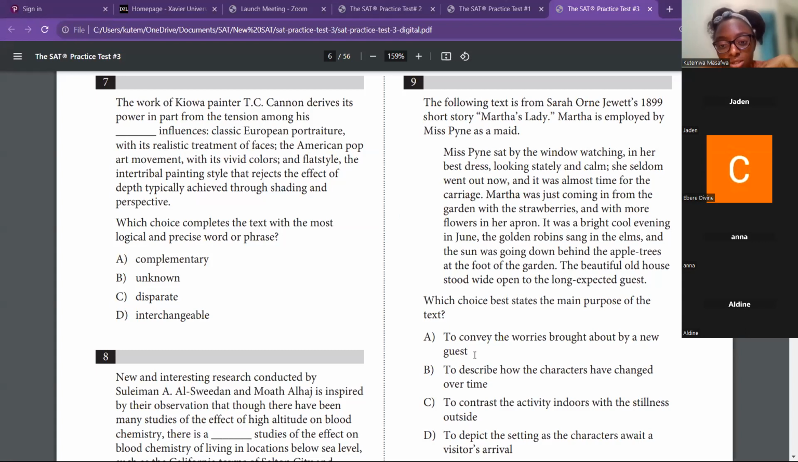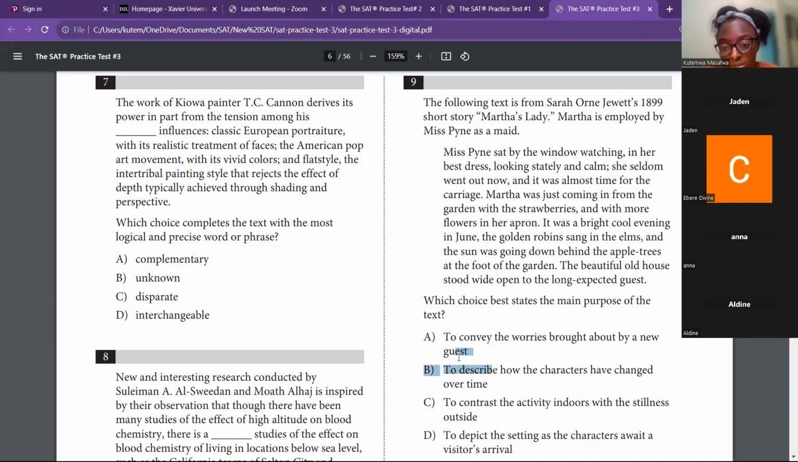And I'm saying that because nothing here says that they are worried, but it's easy to be like, oh, she was sitting by the window, maybe she was worried. Oh, it was a bright cool evening. She was in the garden working, she could have been worried also. So don't do that. Don't get information that's not given to you, because that is definitely going to mislead you and make you look at the wrong answer. So A is wrong because it doesn't say anyone was worried.